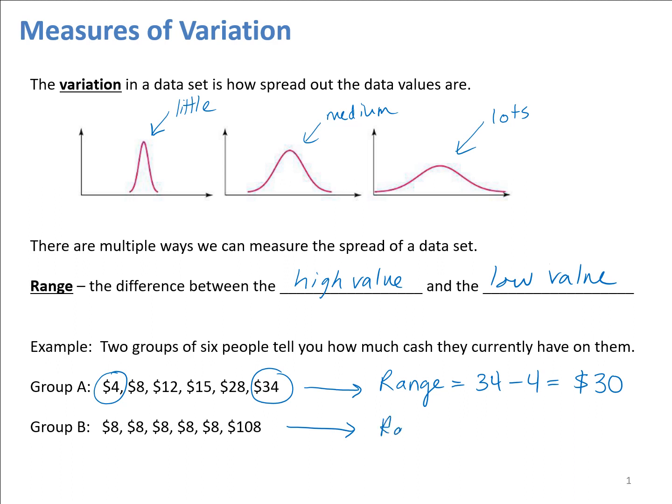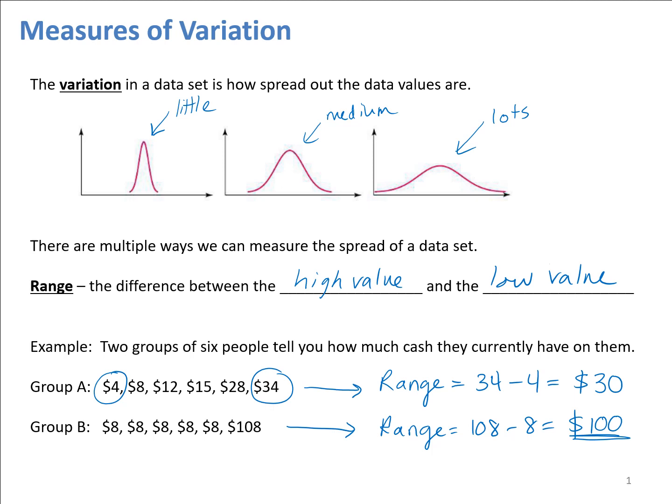So the range would be 108 minus 8, which would be $100. So if we look at the range on the second group, group B, it is much, much higher. It's $100 compared with 30. So you might say, well, group B has more variation in that data set.